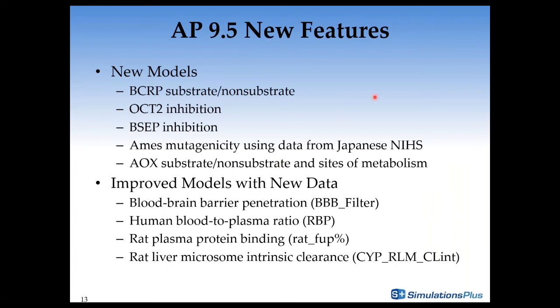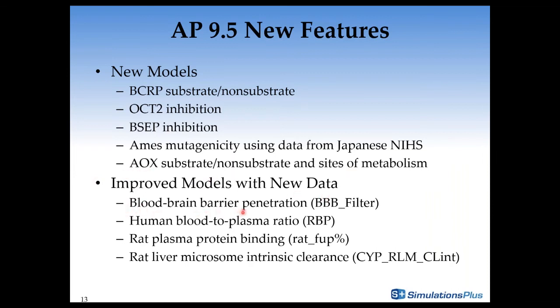We've added some new models to version 9.5. There are 3 new transporter models. We have a BCRP substrate non-substrate model, OCT2 inhibition, and BSEP inhibition. We have a new Ames mutagenicity model that we built using data that we received from the Japanese National Institute of Health Sciences. And we have 2 models related to aldehyde oxidase, a substrate non-substrate model and a sites of metabolism model. We've also improved some of the existing models by adding new data.